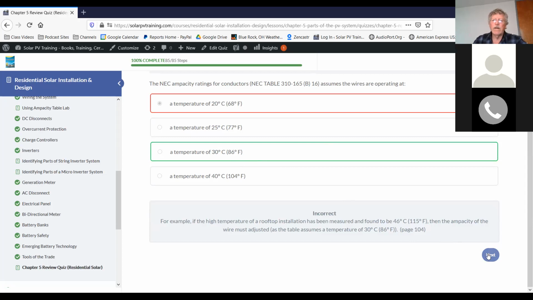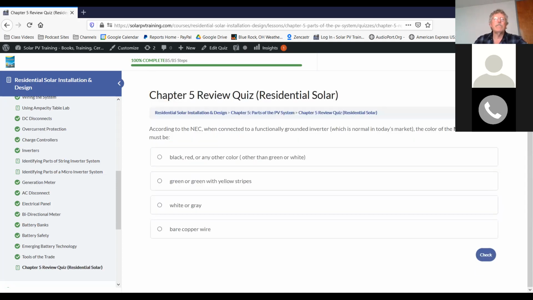Usually we're not much hotter than that in the United States, but if you were putting a system in Saudi Arabia, for instance, you might want to make a temperature adjustment. Or if you're putting the wire in conduit exposed to the sun, you'll have to make an adjustment.